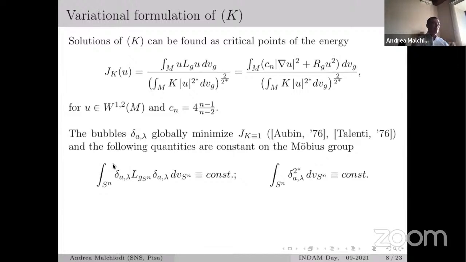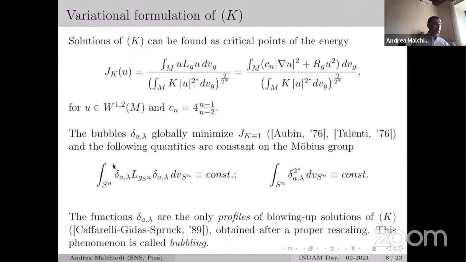If you consider these bubble functions, they depend on n+1 parameters. Basically you have n parameters from the location a and 1 parameter λ from the scaling, so it's n+1 parameters. Well, both numerator and denominator are constant functions in these parameters. So not only do they have this variational characterization, but they also appear in a phenomenon that is called bubbling.